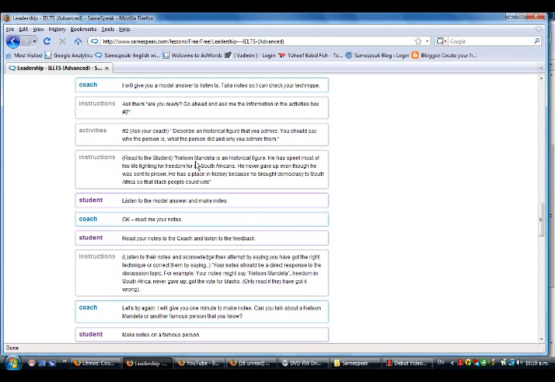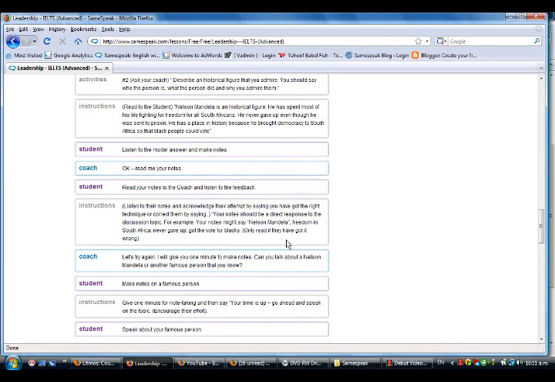So you read that. Nelson Mandela is an historical figure. He spent most of his life fighting for freedom for all South Africans, etc. Now the student's listening to you and they're taking notes. And they should take notes around the 3 parts. You should say who the person is, what the person did, and why you admire them. So then you get them to read their notes to you and you give them feedback.